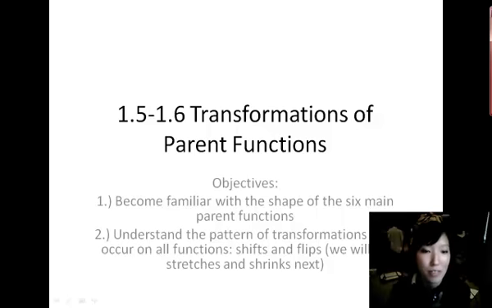The objectives are going to be becoming familiar with the 6 main parent functions. There are 6 functions that you have to recognize the shape of, and 6 functions also in the other way, that you have to look at the equation and know what the shape of the function looks like. So that's one major thing. You need to know those shapes. And then also we're going to be looking at 2 transformations for now, shifts and flips.